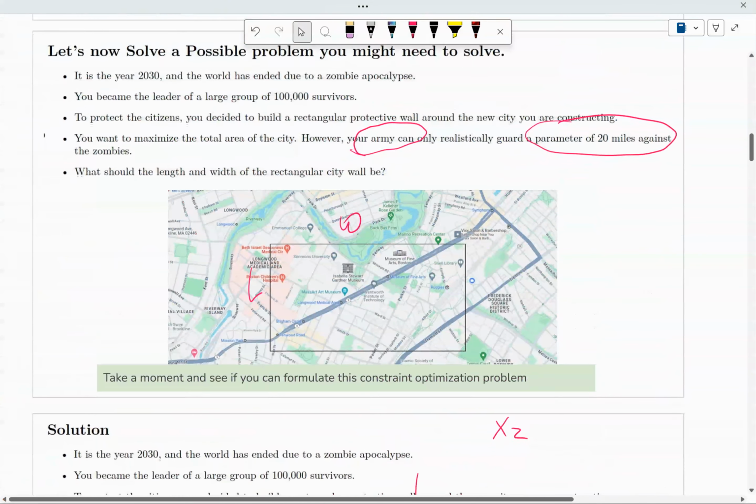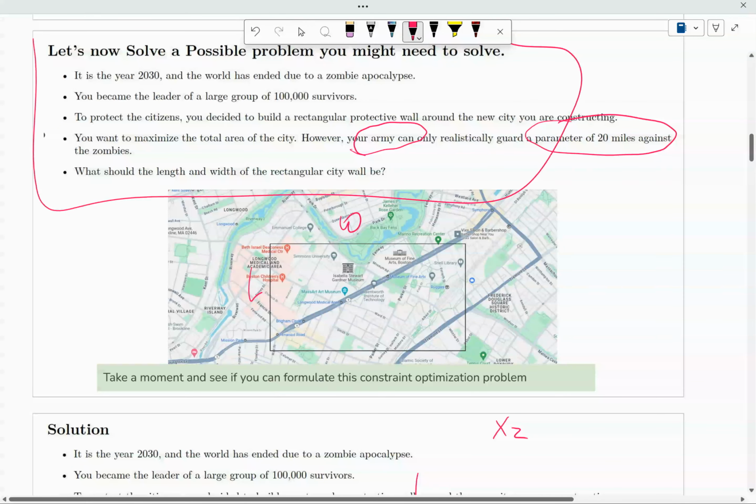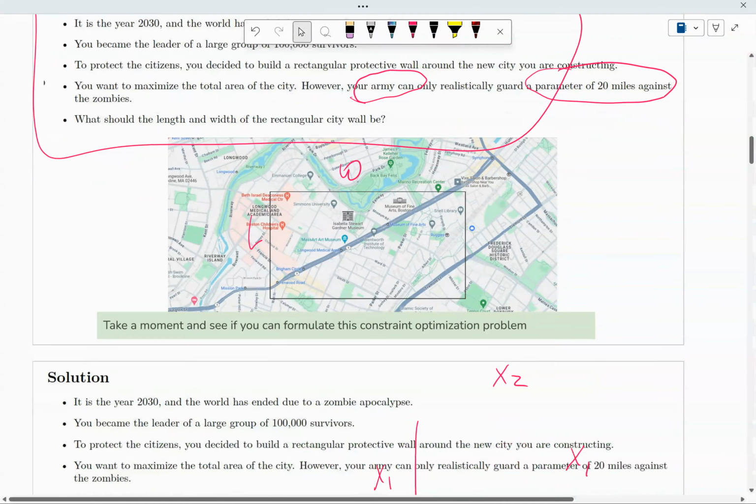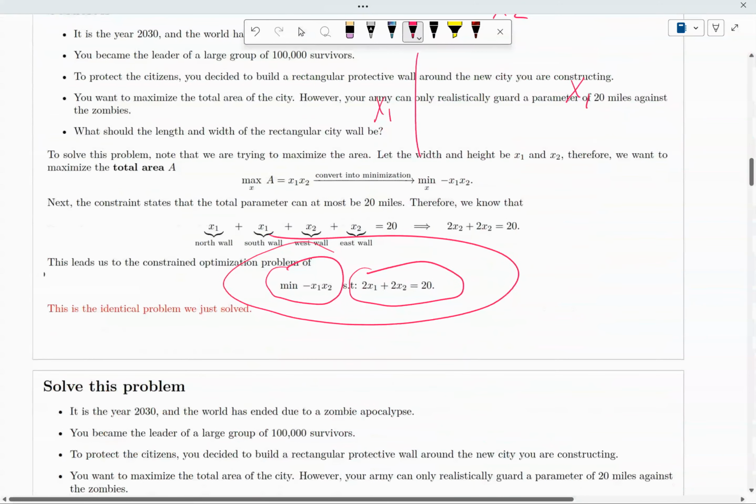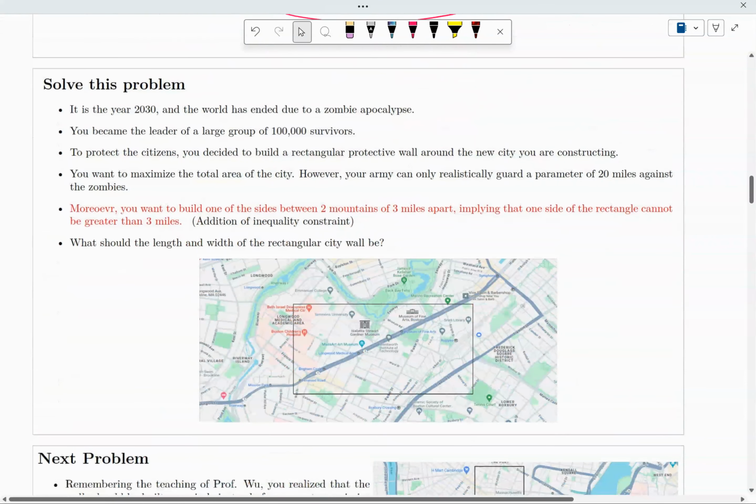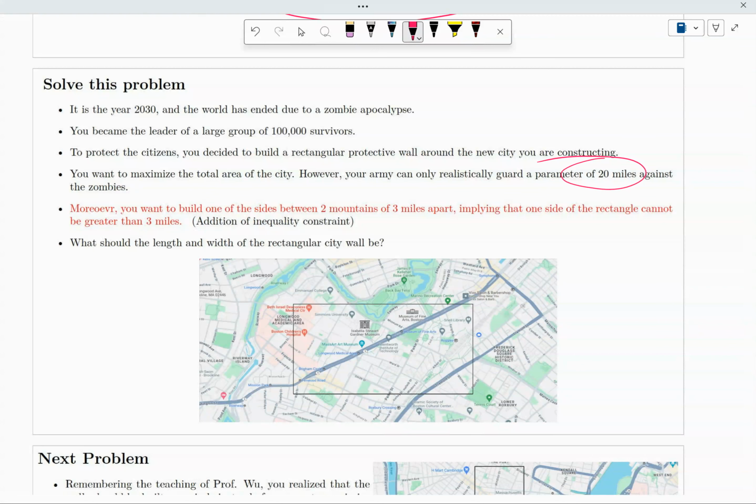Essentially, we converted a word problem, a potential situation, into a constrained optimization problem, and you should know how to solve it. Now let's try solving this. Your army can only guard 20 miles. Moreover, you want to build one side between two mountains that are 3 miles apart. So let's say you have these two mountains, and you want to build here. Therefore, since it is only 3 miles apart, one side of the rectangle cannot be longer than that.